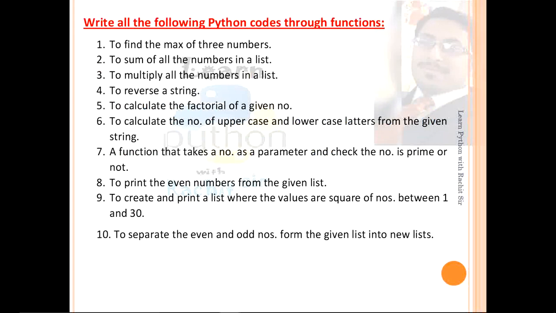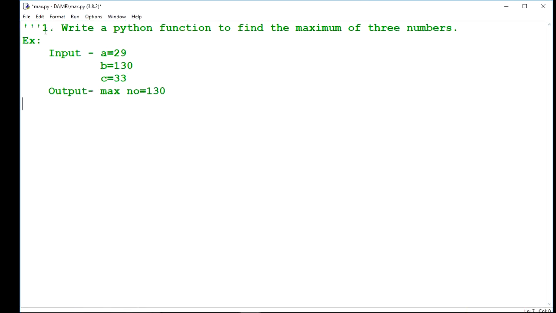This is the first question: to find the maximum of 3 numbers. So for it I have to open my IDLE. Suppose the user has input 3 numbers A, B, C as 29, 130 and 33. So the output will come: maximum number is equal to 130.